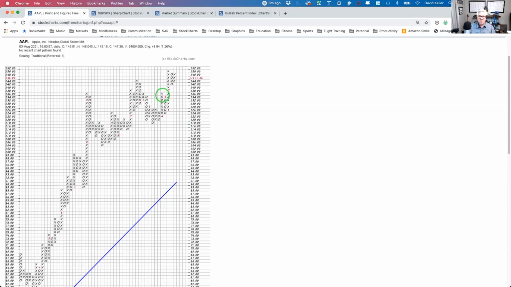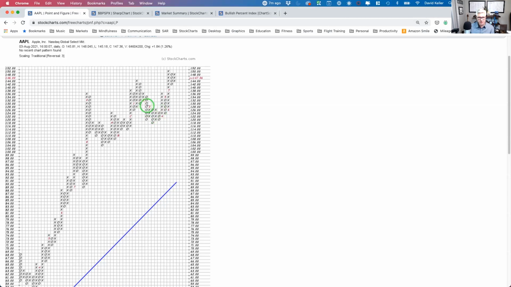So very basically, the buy signal on a point and figure chart is when you have a column of X's that goes higher than the previous column of X's, right? So here, where you have a column of X's, we were in a downtrend, and then all of a sudden you have a column of X's that goes higher than the previous column of X's. That is a buy signal called a double top breakout. That indicates a rotation from distribution to accumulation.